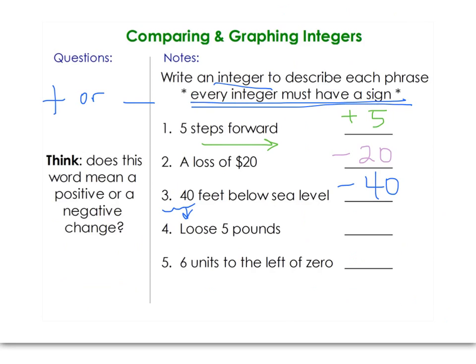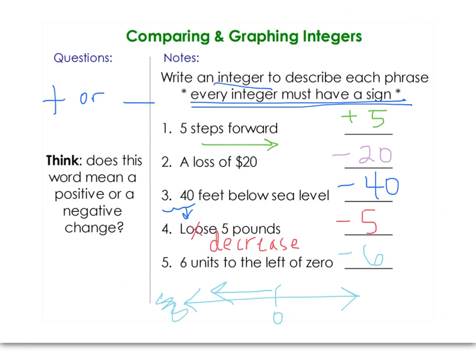Here we go, to lose 5 pounds. That says to lose 5 pounds. Oopsies. Miss Sawyer had a typo. To lose 5 pounds, that would be to decrease by 5. Well, 6 units to the left of 0, if I think about my number line, 0, the left is over here. So 6 units to the left would be to take away 6 or to decrease by 6.